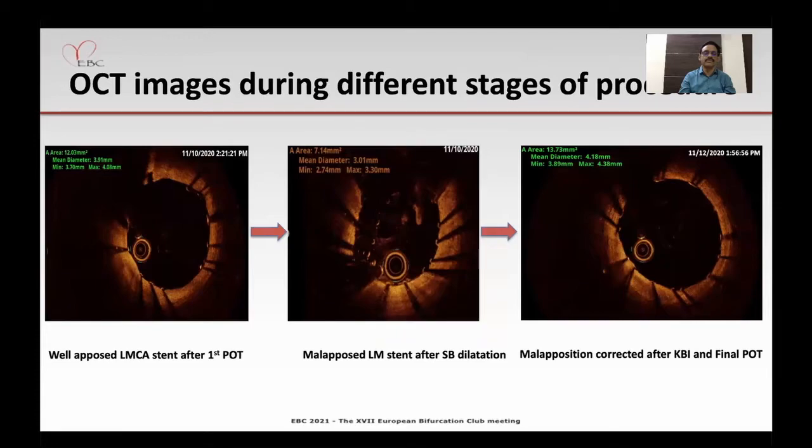And this is the sequence of OCT images in the left main. We have kept this here for easy comprehension. The first image shows the well apposed stent following the first POT. The second image shows a grossly malapposed stent in the LMCA following the side branch NC balloon dilatation. And the last image shows again a well apposed stent in the left main following final kissing and the final POT.